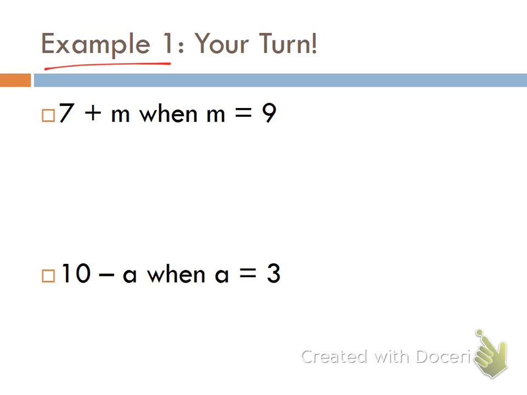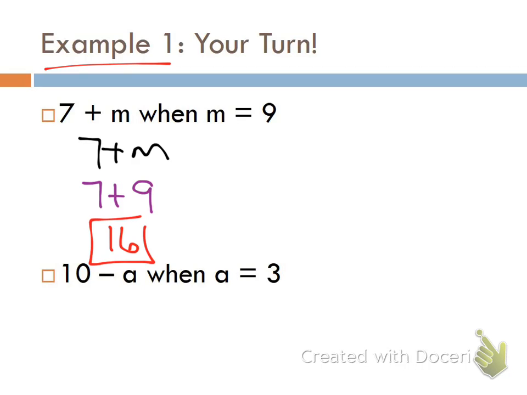Alrighty, so we've got the expression. What's my value for m? 7 plus 9. And my answer? 16. Alright, and then on my second one, I've got 10 minus a. So it's 10 minus 3. And my answer? 7.